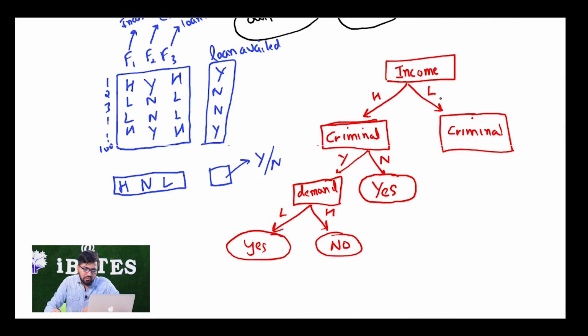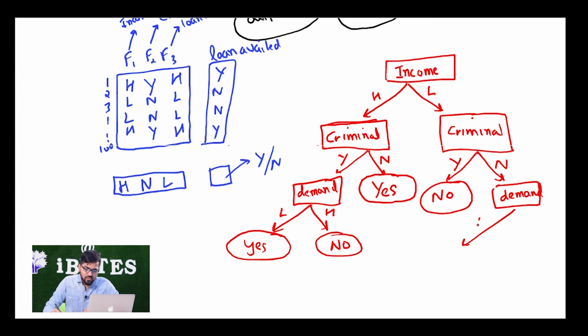Now let's say his income is low. Is he a criminal? He might be a criminal, or he is not a criminal. Yes, no. If he is a criminal and has a low income, then straight away let's not give him the loan, because he is a criminal and has a low income. If he is not a criminal, then let's check his demand. If it is low, let's give him the loan. If it is high, let's not give him the loan, right?